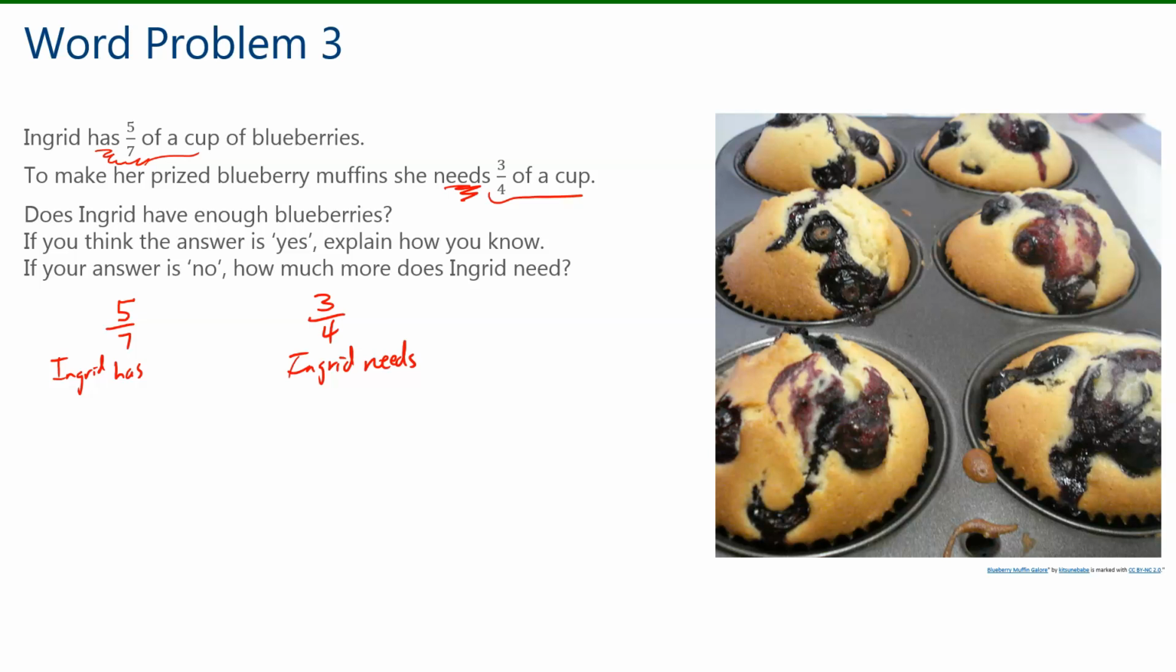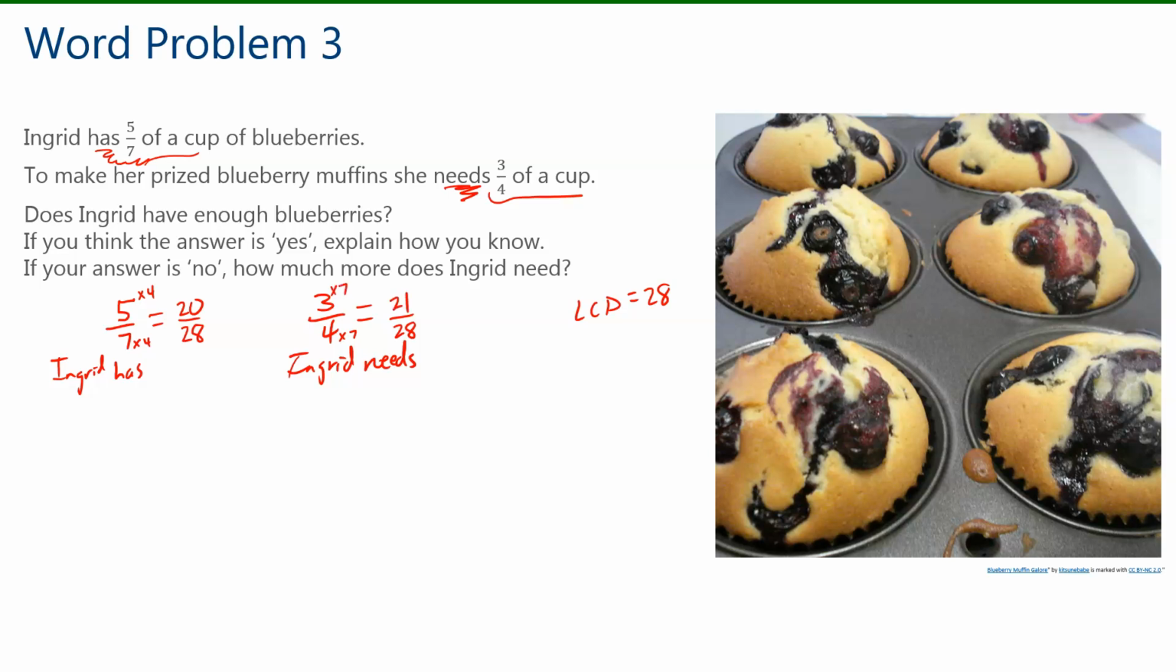I'm going to actually use the idea of finding a common denominator for 5/7 and 3/4. And that way then I can compare these two fractions fairly easily. So my LCD for 7 and 4 is 28. I'm going to write an equivalent fraction for 5/7. 7 times 4 is 28. 5 times 4 is 20. An equivalent fraction for 3/4. 4 times 7 is 28. 3 times 7 is 21.